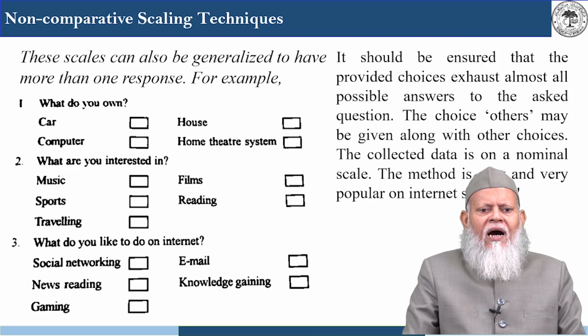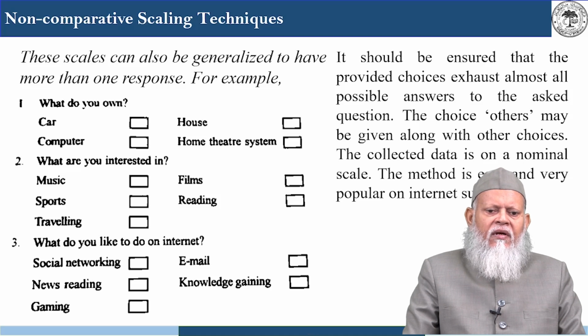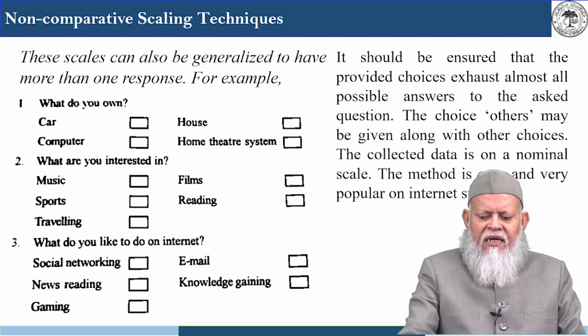What do you own? Car, house, computer, home theater system. What are you interested in? Music, sports, traveling, films, reading. What do you like to do on internet? Social networking, news reading, gaming, email, knowledge gaining.